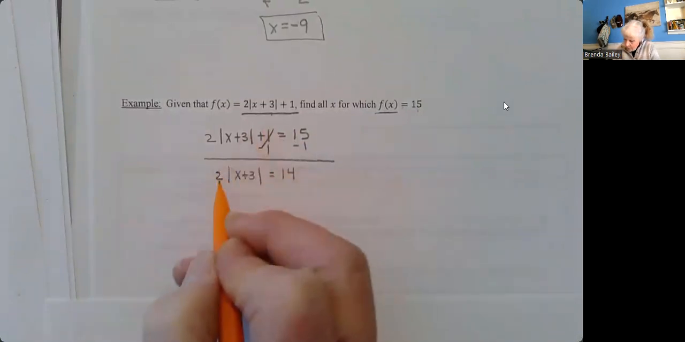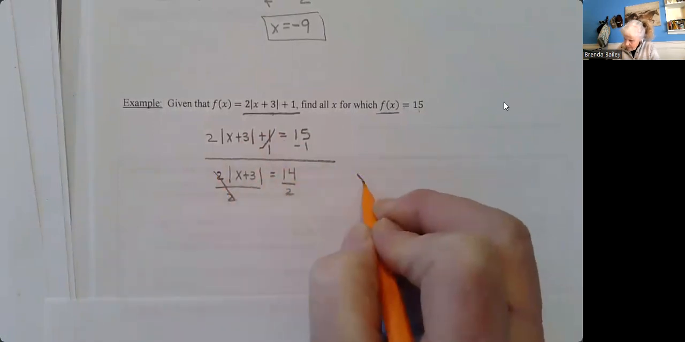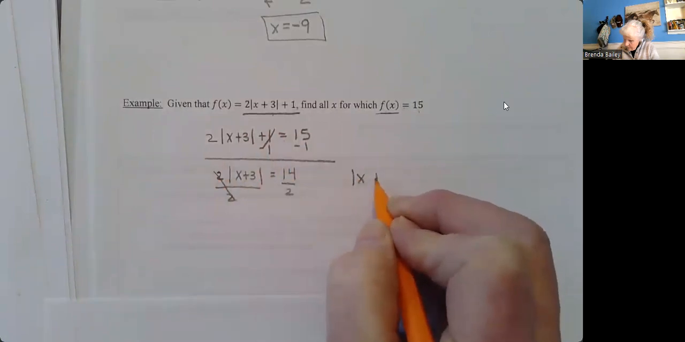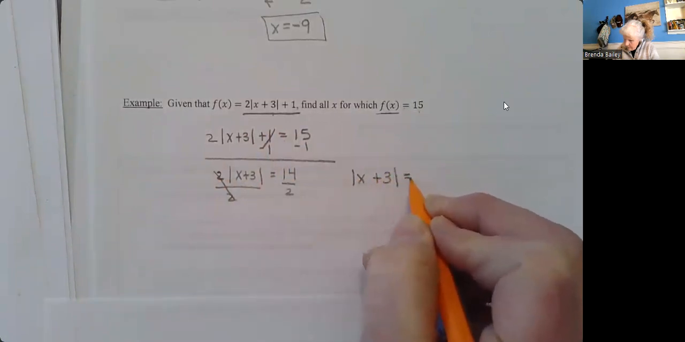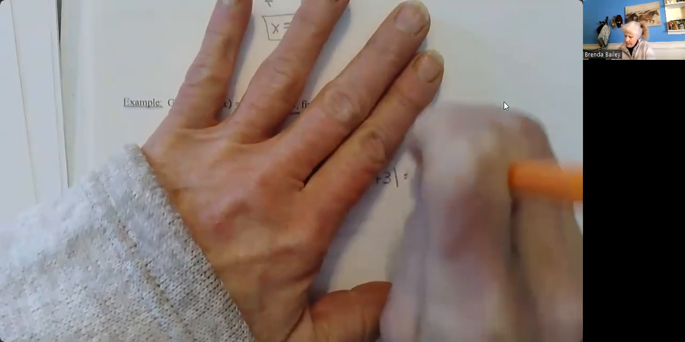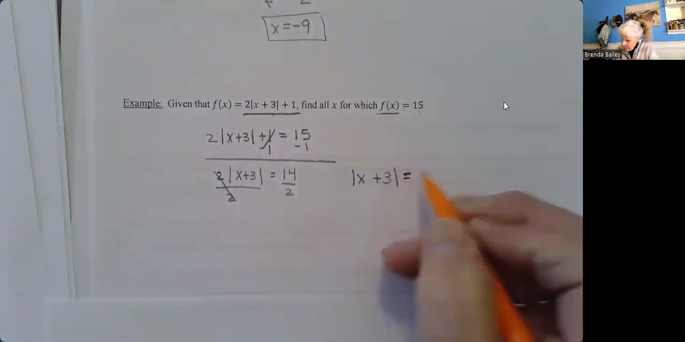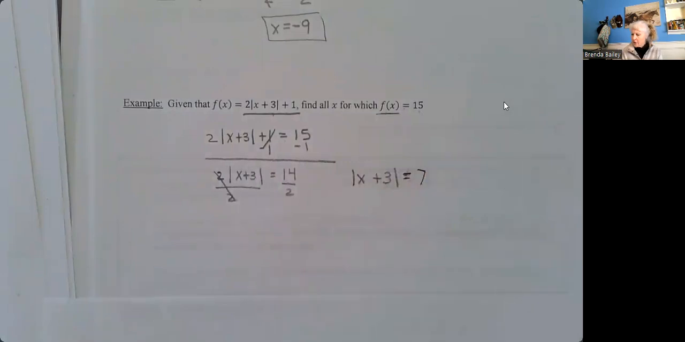Divide by 2. All right. Oh, sorry. I did that on the last one too. I think it was the same number. It's weird. 7. So there's our step 1 in solving this equation. We got the absolute value by itself.